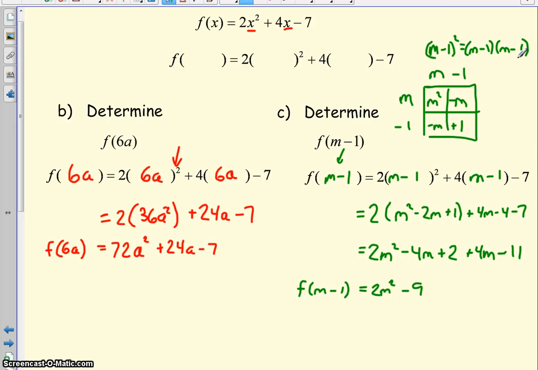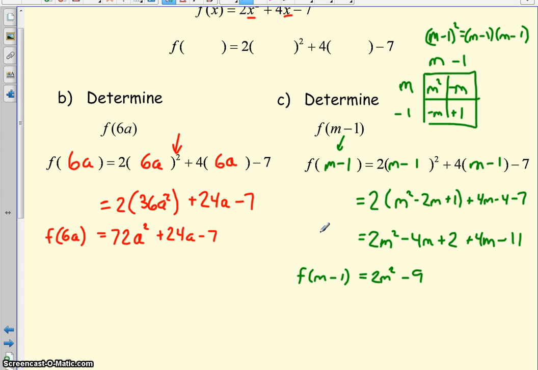So remember, you set up a 2 by 2 array with m minus 1 and m minus 1 on the outside. You fill in each box of the array with multiplication. So you wind up with m squared minus 1m minus 1m plus 1, which simplifies into m squared minus 2m plus 1. Okay, from here on in, it's just a matter of using distributive property to expand and simplify, and then collecting your like terms. You wind up with, in the end, 2m squared minus 9.